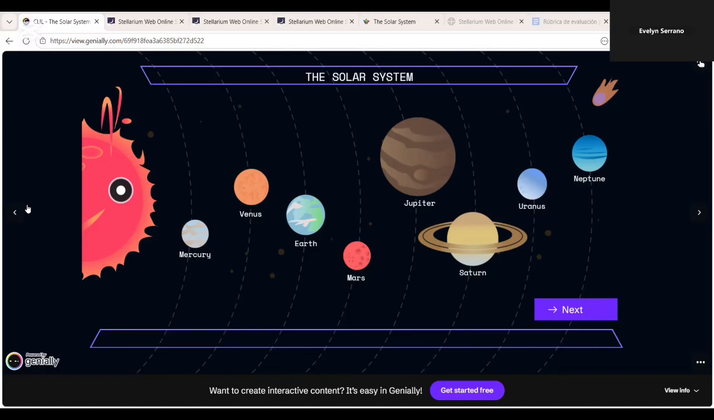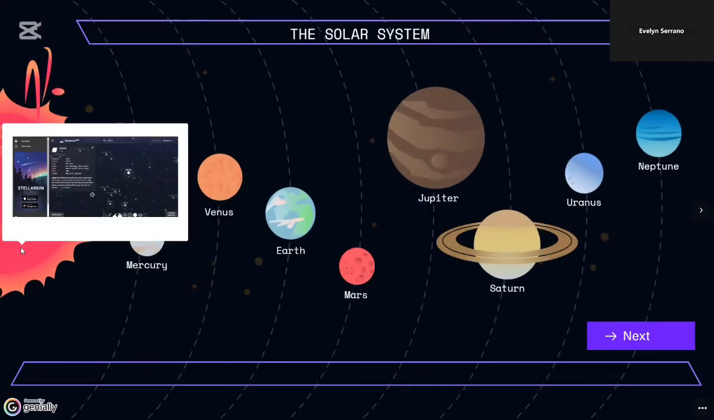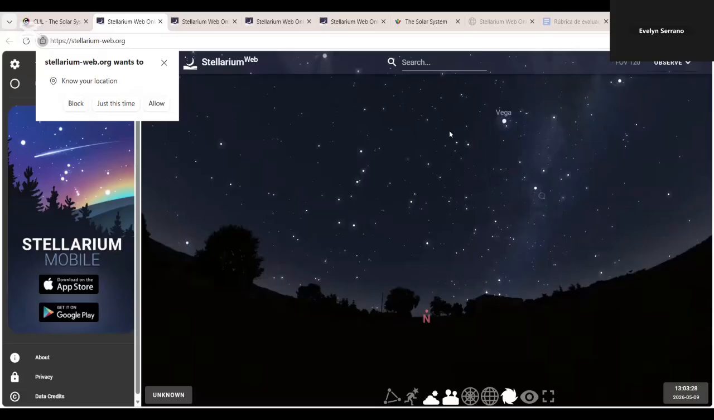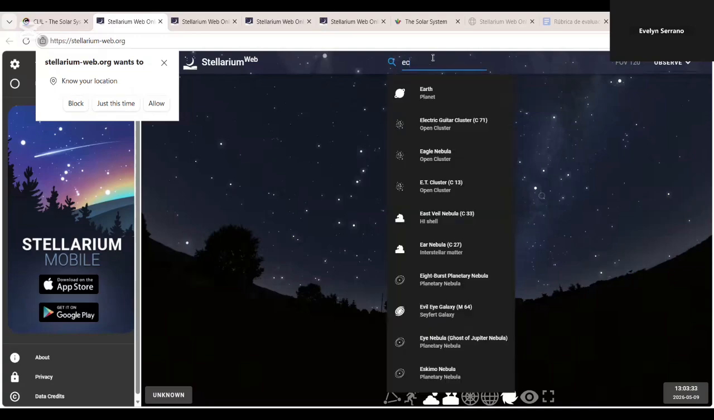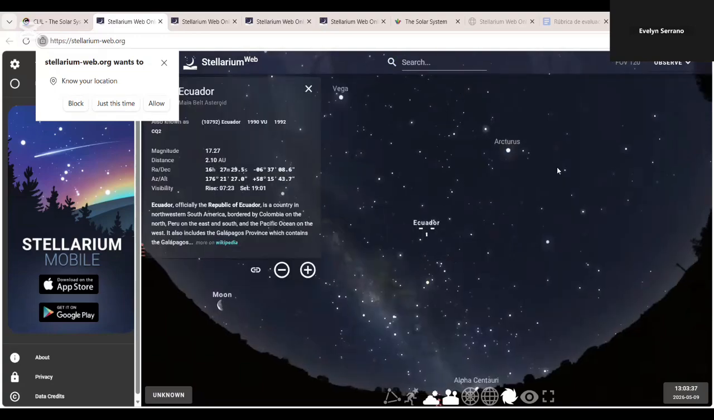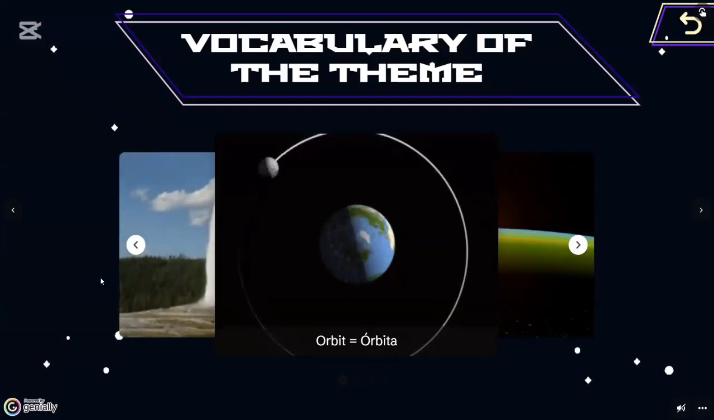Look at this. This is Stellarium Web, a virtual planetarium. With this tool, you can see the real sky from anywhere in the world right now. For example, we'll check Ecuador right here.